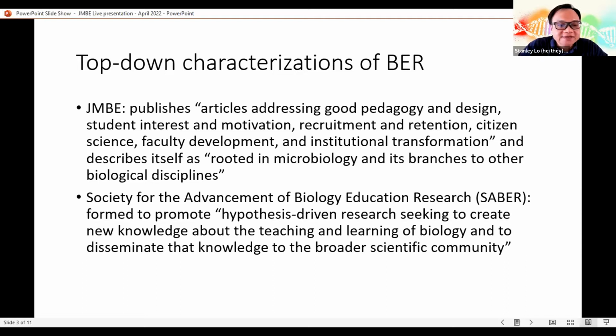And as another example, SABR, the Society for Advancement of Biology Education Research, was formed to promote hypothesis-driven research seeking to create new knowledge about teaching and learning of biology and to disseminate that knowledge to the broader scientific community. So these are called top-down approaches because in these cases, they are coming from professional societies or journals where perhaps a smaller group of individuals have gotten together and tried to make the best decisions on what would make sense for the society or the journal, for example.